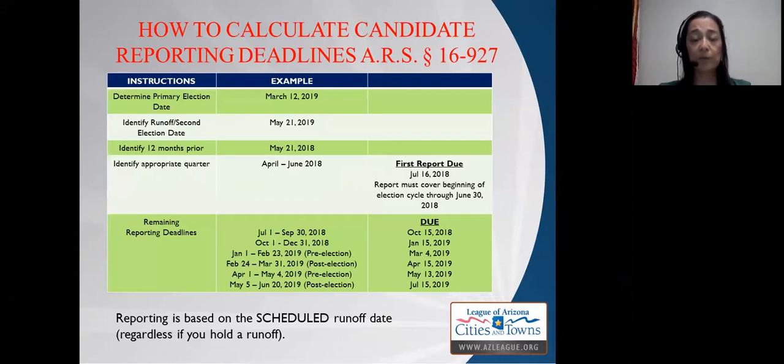And I have a different example, if, let's say, we do have a handful of charter cities that have their elections in March and May of next year. And so it's the same process. Their primary election date would be March 12th. Their runoff date would be May 21st. And then 12 months prior would be May 21st of this year, so just in a couple weeks. And so we're in the April through June quarter right now. And so their first report is actually going to be due July 16th for their candidates for next year. And then this is kind of the rest of the election cycle for them.